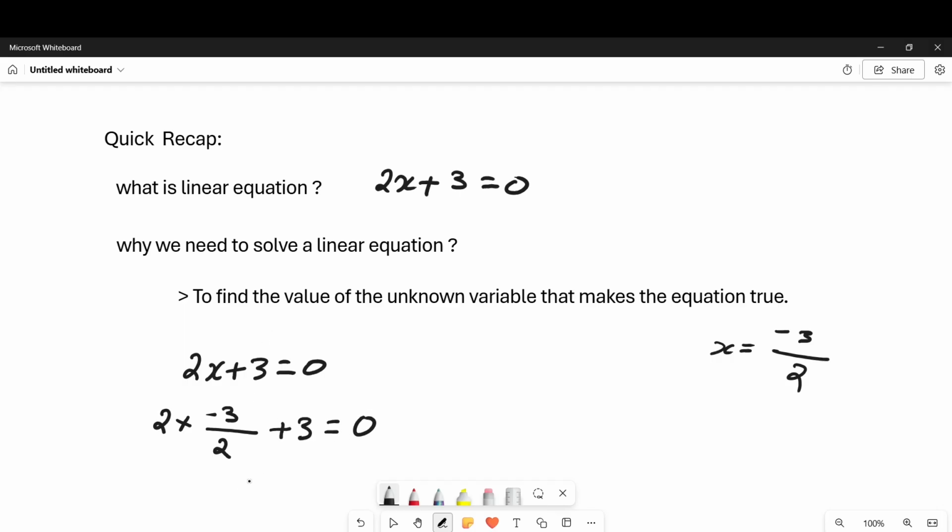So let's see whether this left hand side is equal to 0 or not. So this 2 and 2 will be cancelled because denominator and numerator cancel each other. So it will be 1. So minus 3 is left here. So minus 3 plus 3 is 0. See, so now the solution of this equation is x is equal to minus 3 by 2. This is how we solve linear equations.